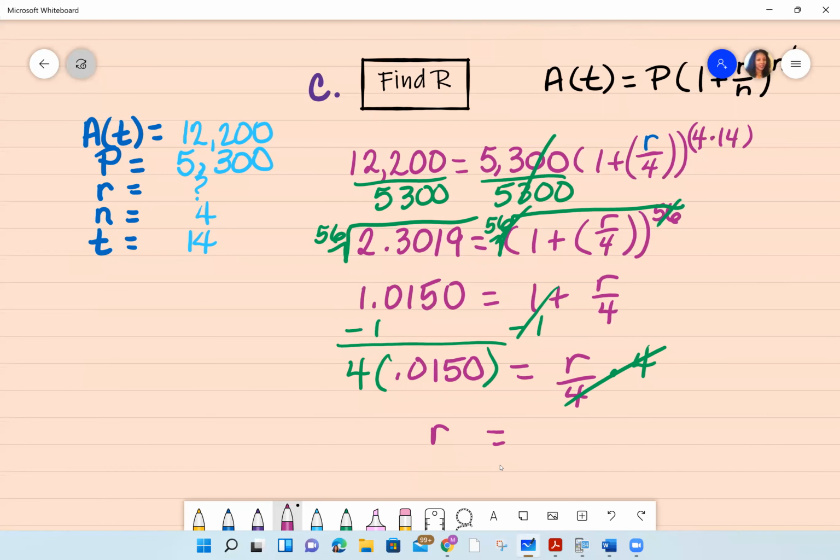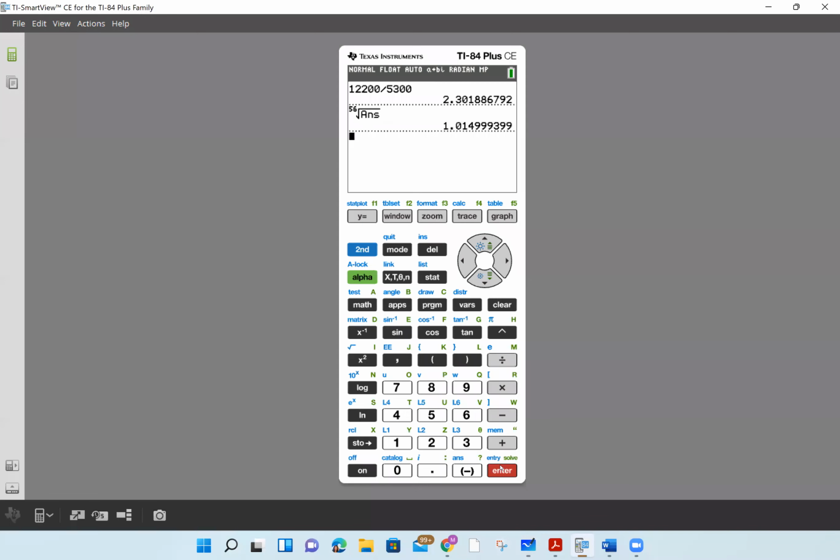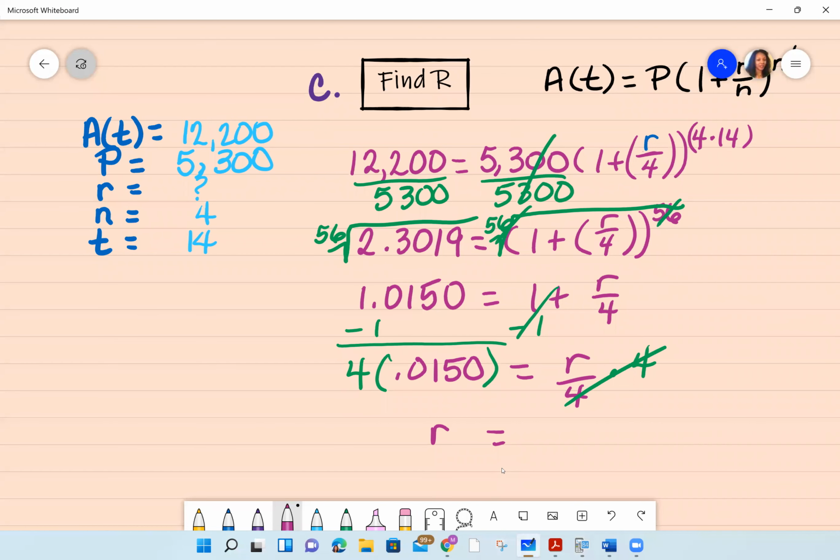So R will end up being, let's go back to the calculator here, 4 times 0.0150. Oops. And that is 0.06. Now, when we're given our answer, we want it to be a percent. So 0.06 is actually 6%. So now I take my same decimal and move it back to the right 2 places and then put my percent sign. And then I drop any zeros that are out front. So that's how you convert.